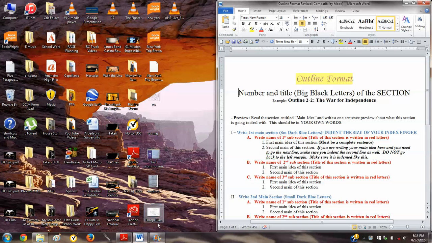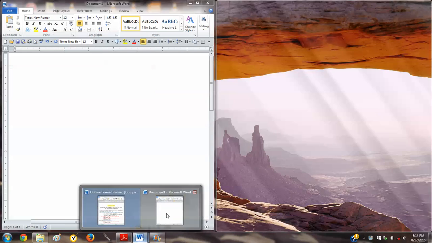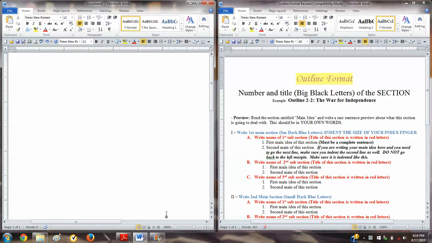I'm going to have a Word file here. All right, so that'll give me a place to write and for you to be able to see. So first thing we're going to do, as the outline tells you, is look for the number and its title. Look for the big black letters of the section. So I know the one we're using is Chapter 2, Section 2. So right off the bat, on the top, I'm going to put outline 2-2 colon, and now I need the name of the section.